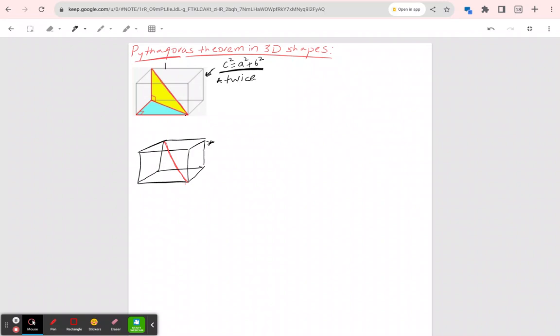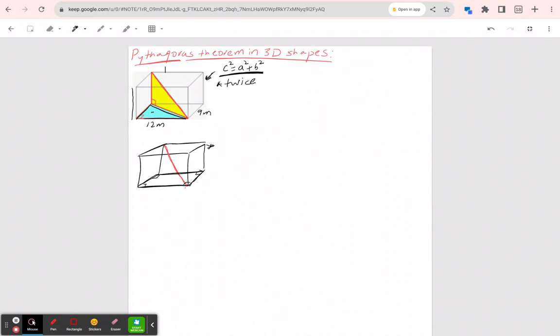Now, this green triangle here, we are getting that triangle from this rectangle in the rectangular prism. Any rectangle, every single angle in a rectangle is always a 90-degree angle. So if we were to use Pythagoras in this triangle here, let's just assume this side here is 12 meters, this one here is given to be 9 meters, and this length here is given to be 8 meters.